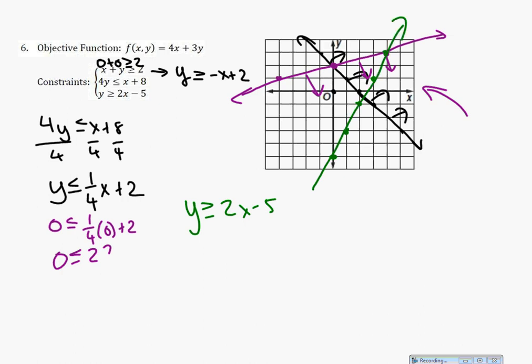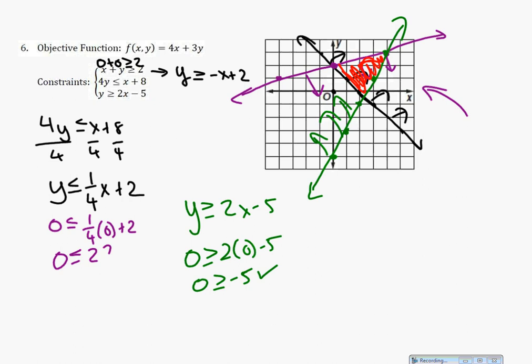And so I want to look at where is my feasible region. So let's test 0, 0 here. Is 0 greater than or equal to 2 times 0 minus 5? Is 0 greater than or equal to negative 5? Yes. So I'm going to shade this way. So my feasible region is right about here. Just this little itty bitty triangle.